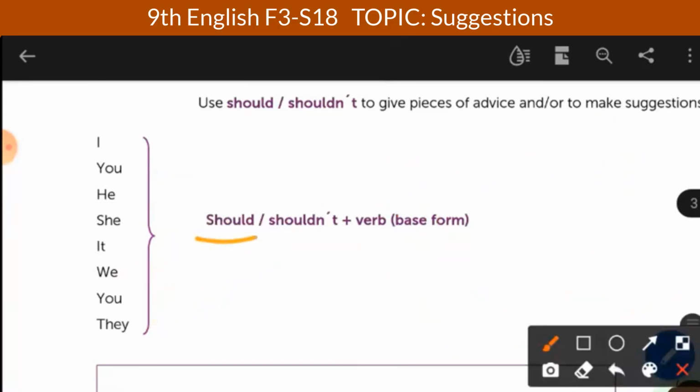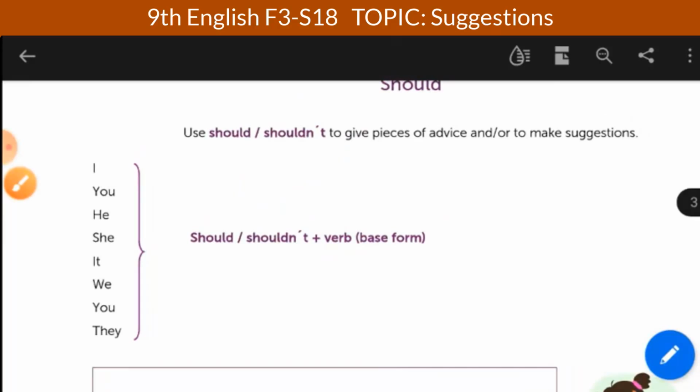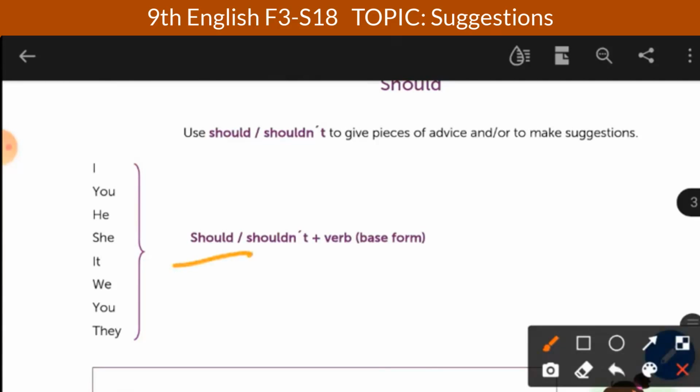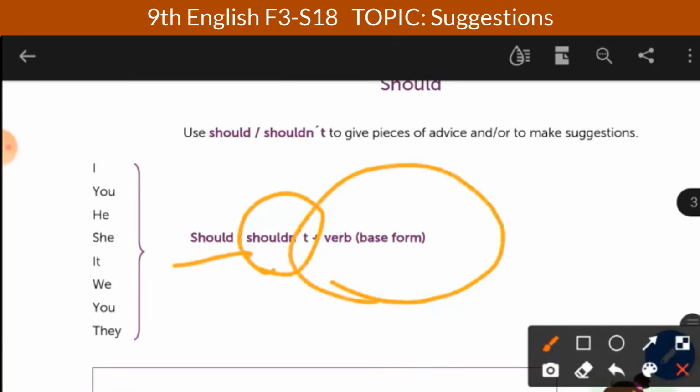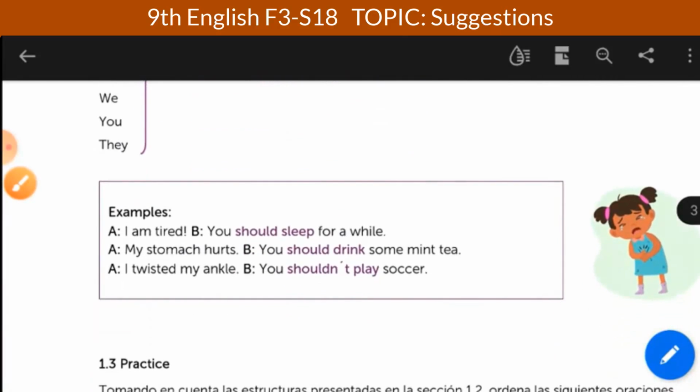Listen. Should, shouldn't. Okay? And that's basically how you make suggestions. Y es principalmente esa forma en como ofreces sugerencias. That's basically how you make suggestions or give pieces of advice. You say should or shouldn't y luego el verbo que quieras decir. Remember que antes tienes que poner el pronouns. Okay? Now let's see some examples.